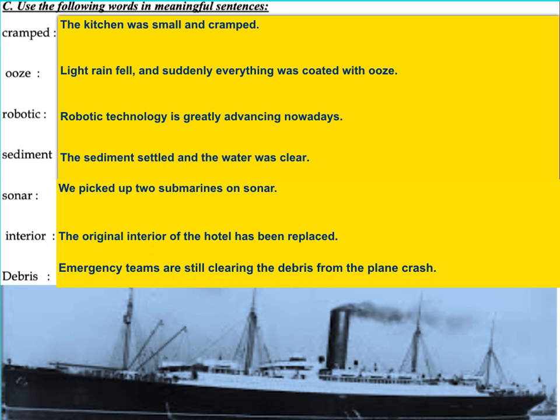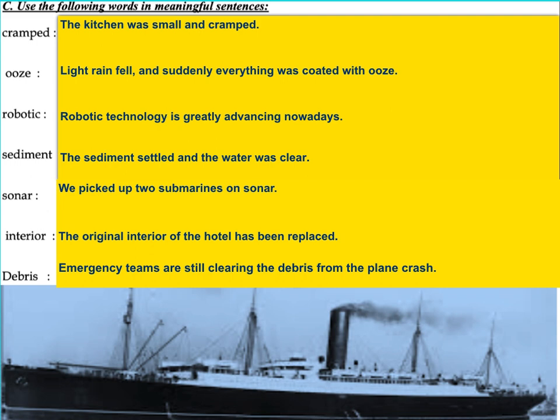Now take your time to use the following words in meaningful sentences on your own and then check the sentences you have here. You have the word cramped. The kitchen was small and cramped. Ooze, light rain fell and suddenly everything was coated with ooze.